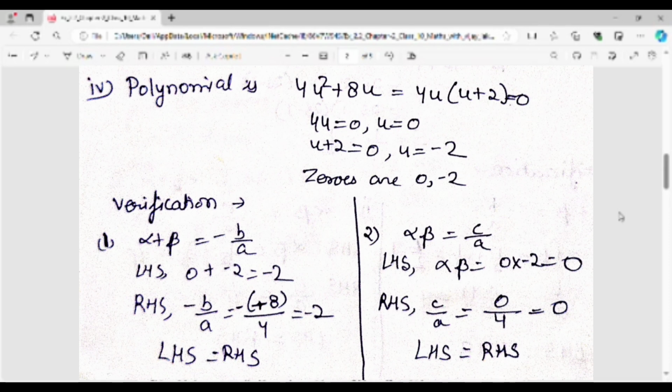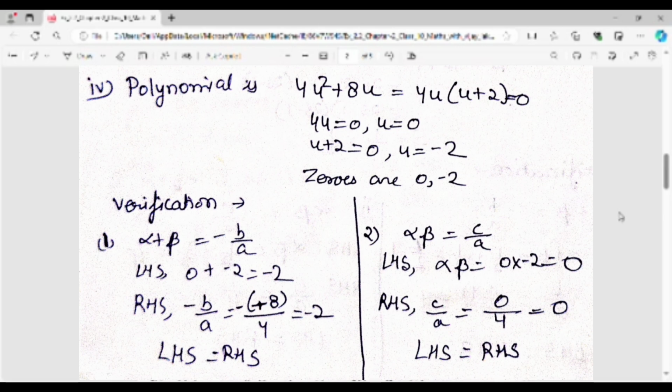For verification, for the very first part, alpha plus beta is minus b upon a. LHS, alpha plus beta, 0 plus minus 2 would be minus 2. And RHS, minus b upon a, would also be minus 2. So LHS is equal to RHS. For the second part, alpha into beta is c upon a.